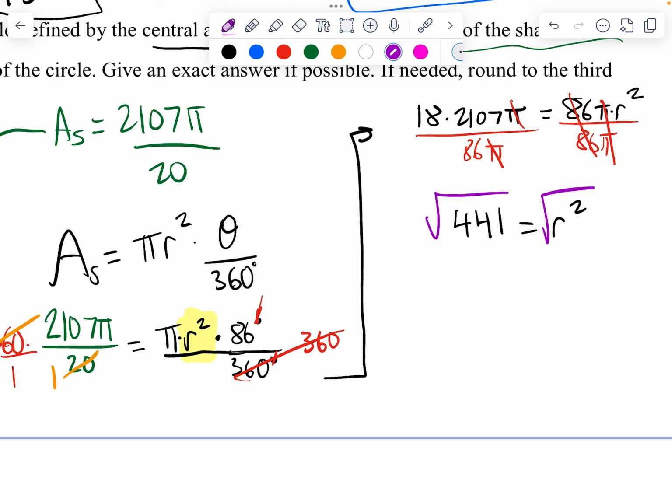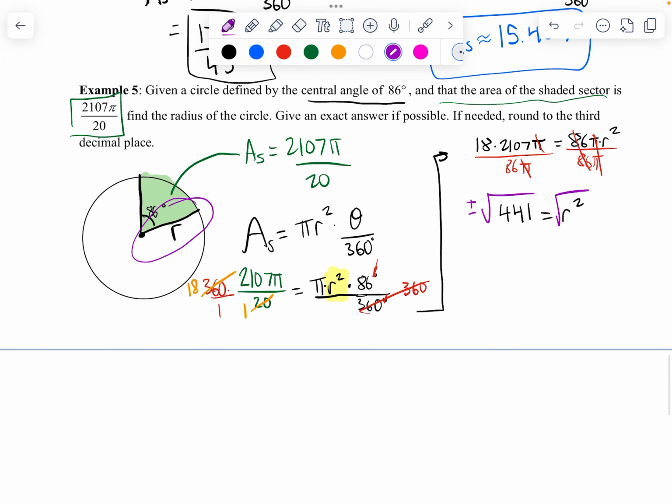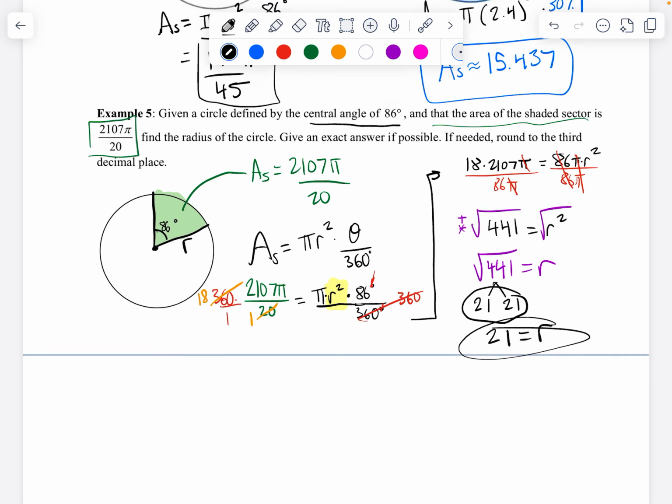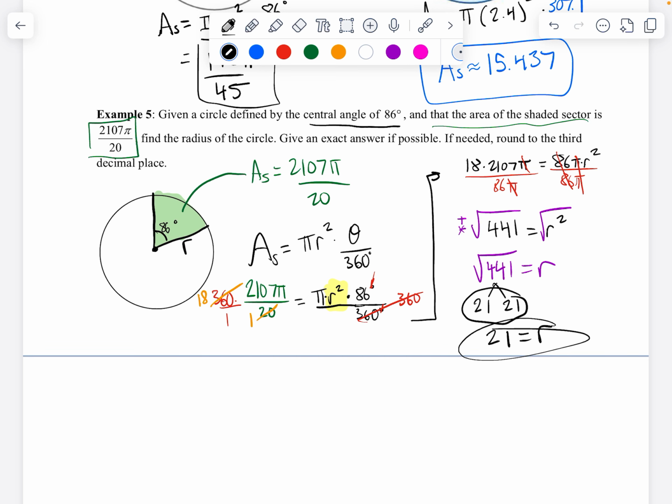Square root. Now, technically, there's a plus minus here, but we're talking about a radius of a circle. That is a length, and those can't be negative, right? Which means that you're really only looking for the positive square root of 441, right? Now, keep in mind, if we want to simplify that square root, that's actually 21 times 21. 441 is a perfect square, which means that 21 comes right out, and that is the value of our radius. Exact answer, we didn't need a single decimal. There you go. And that is the answer.